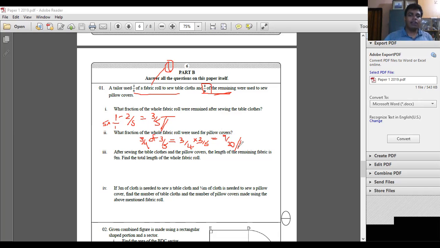After sewing the tablecloths and pillow covers, the length of the remaining fabric is 9 meters. Find the total length of the whole fabric roll. This is that model again, the direct proportion method. But here they are saying the length of the remaining fabric is 9 meters. So what fraction of the whole fabric roll was used for pillow covers? 9 over 20 was used.